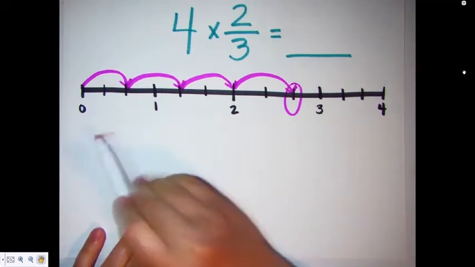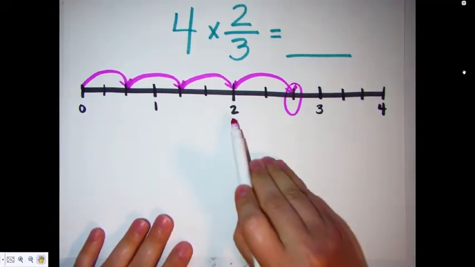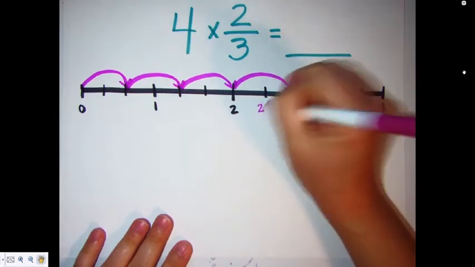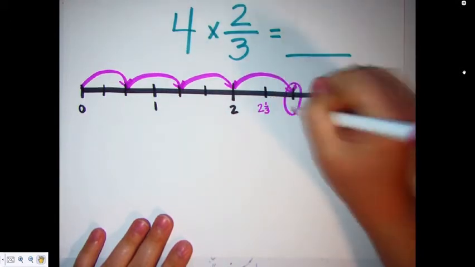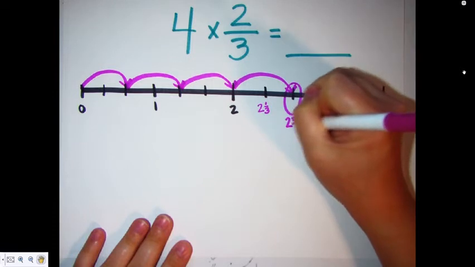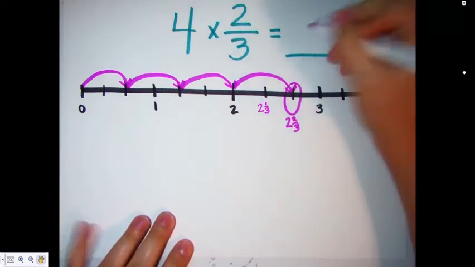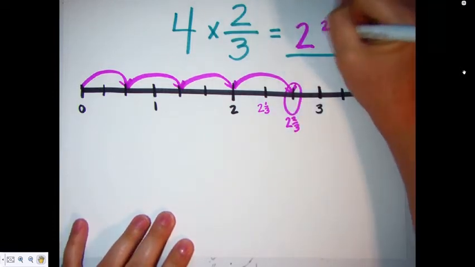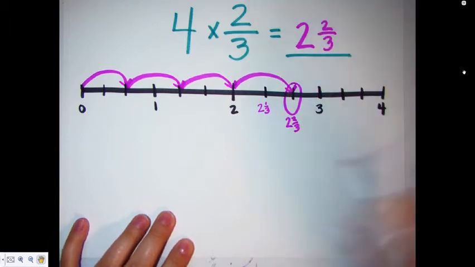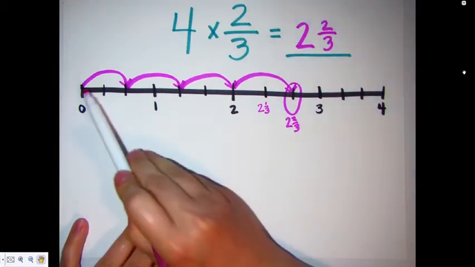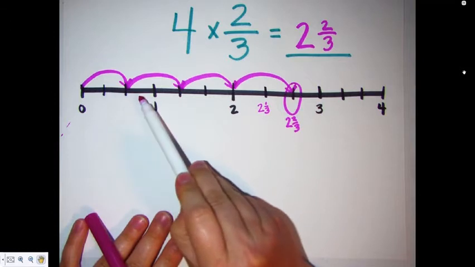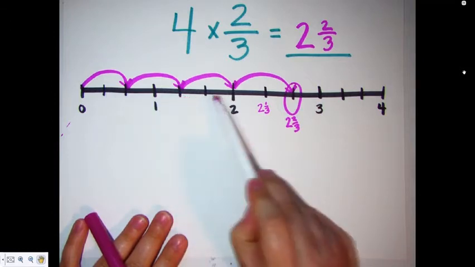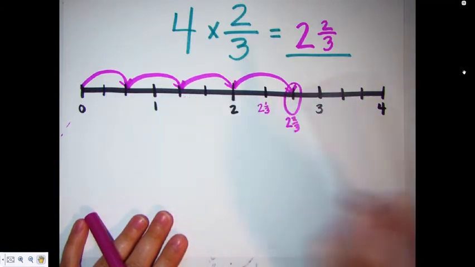So I can look and say one whole, two wholes. This would be 2 and 1/3. This is 2 and 2/3. So I can say 2 and 2/3. Or if I go back and count the thirds, I have 1, 2, 3, 4, 5, 6, 7, 8 thirds.